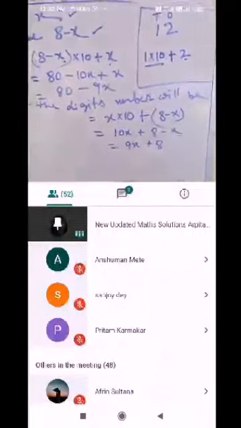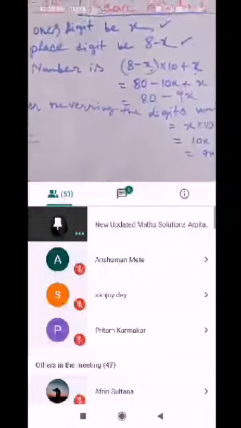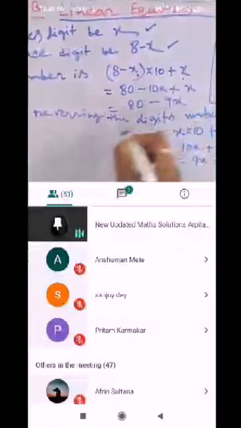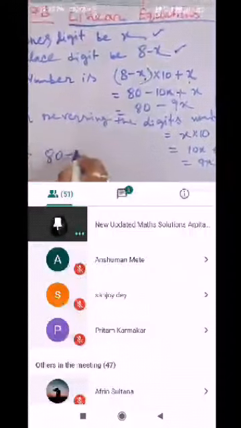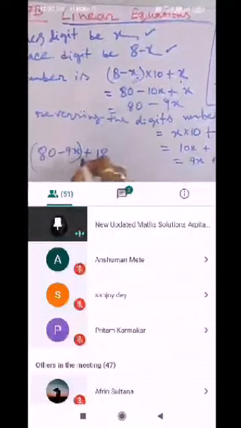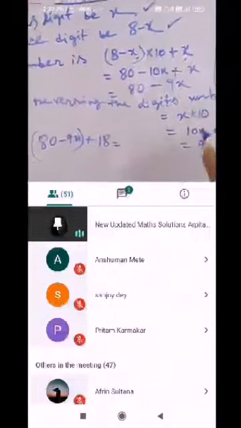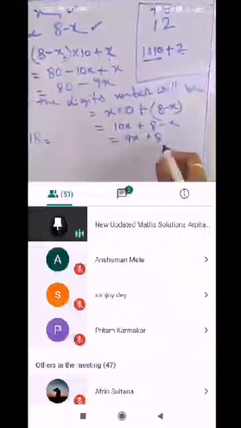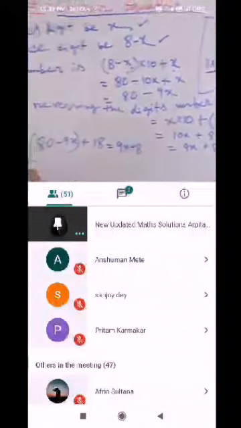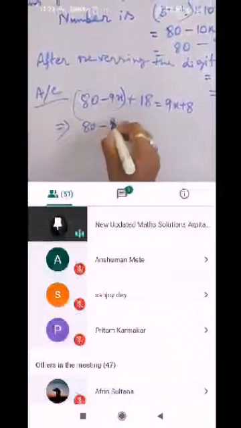So you can calculate it: 10x plus 8 minus x, that means 9x plus 8. Now according to the condition, the actual original number is 80 minus 9x, plus 18 is added, then the digits will be reversed. After reversing the digits, the number will be 9x plus 8. Now solve it. We have to remove the bracket.